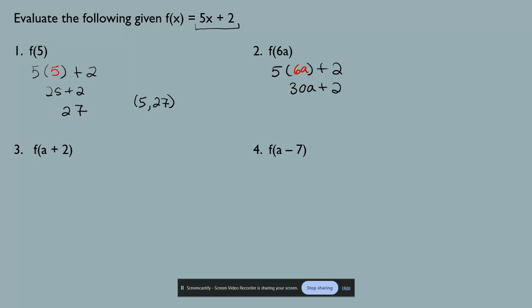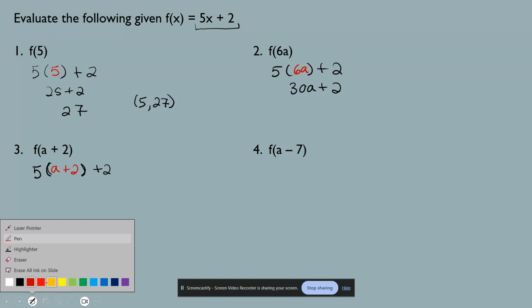All right, let's keep going. So I'm looking for f of a plus 2. Then, same thing, 5 parentheses plus 2. So once again, every time I see an x, I'm putting parentheses around it. I'm going to replace the parentheses with the input of the function, which is going to be the a plus 2.